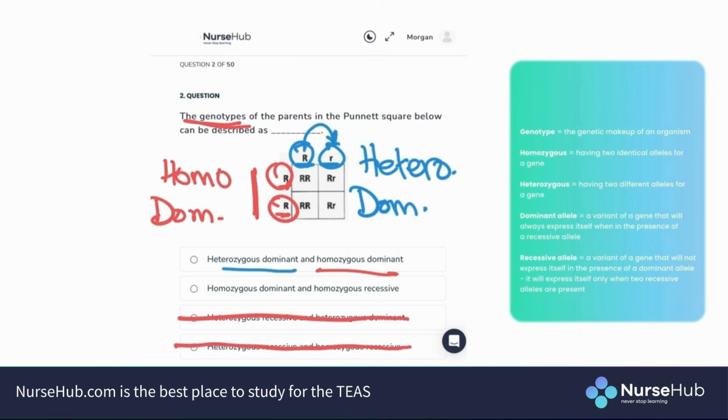Okay, so I see here heterozygous dominant. And just to double check, I do have the homozygous dominant in the second answer choice, but the next one is homozygous recessive. Homozygous recessive would look like this, and this is not what this parent is up here. So again, we're going to go with our correct answer, which is answer choice A in this situation.